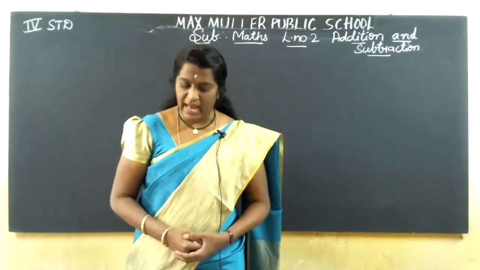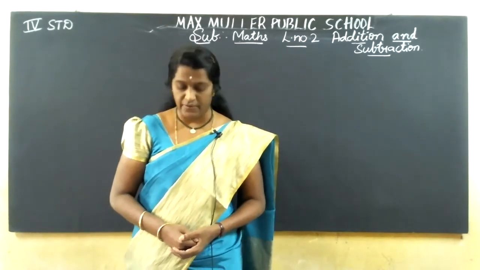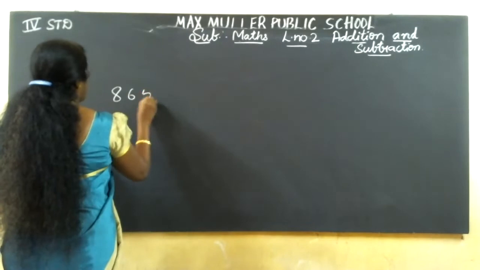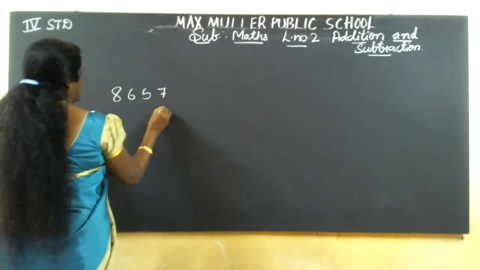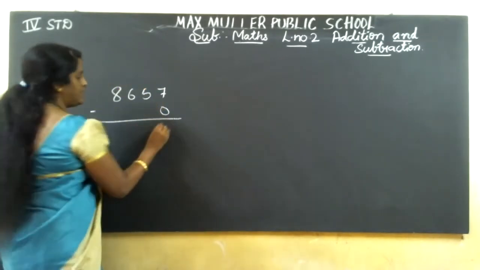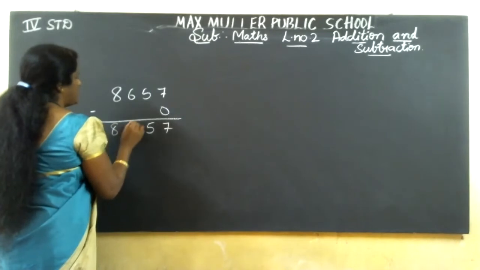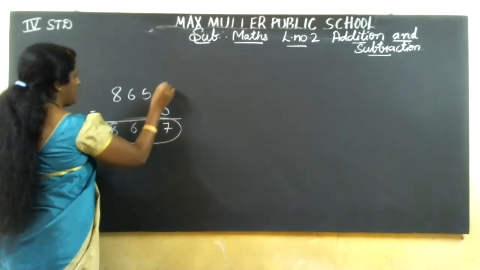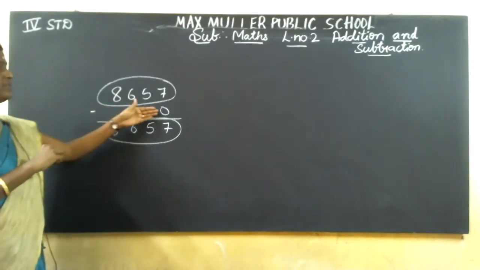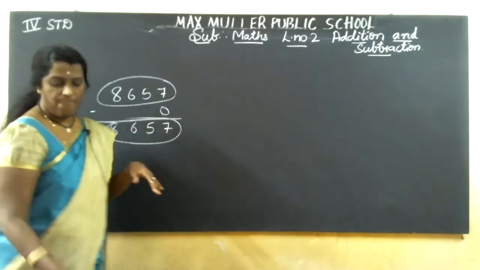When zero is subtracted from any number, we get the number itself. Yes, for example, 7, 5, 6, 8. We can't cut 0, so we get the number itself. When we subtract 0 from any number, we get the number itself as the answer. Okay, children?